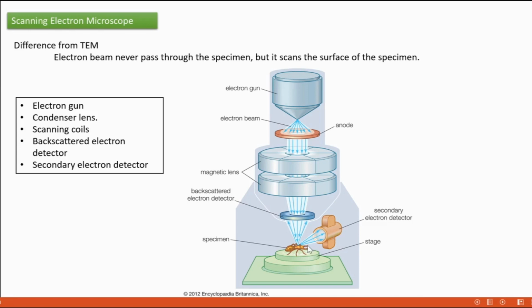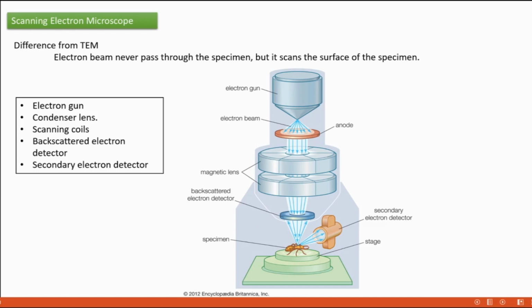Then going to the second type. Second type means as the electron beam hits the surface of the specimen, that beam as such is reflected. That reflected beam is called the backscattered electron beam, and it is detected by another type of detector called the backscattered electron detector. In this, as the electron beam hits the specimen, it is reflected without having any change. These are the two common types of detectors present in almost all scanning electron microscopes.